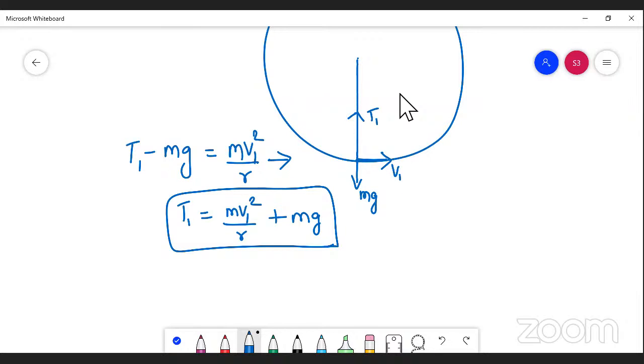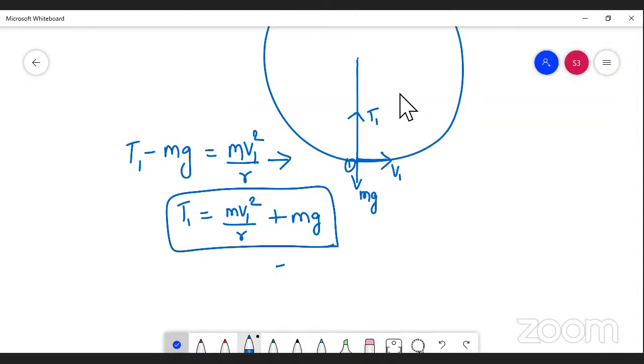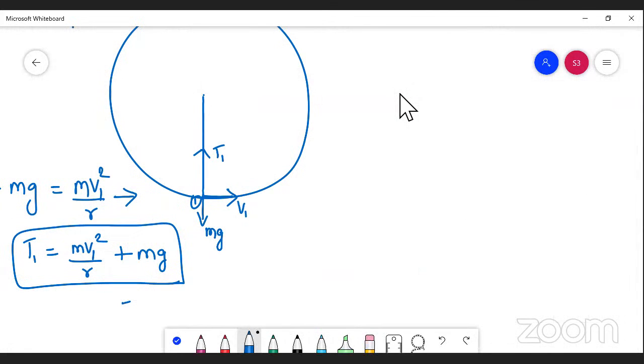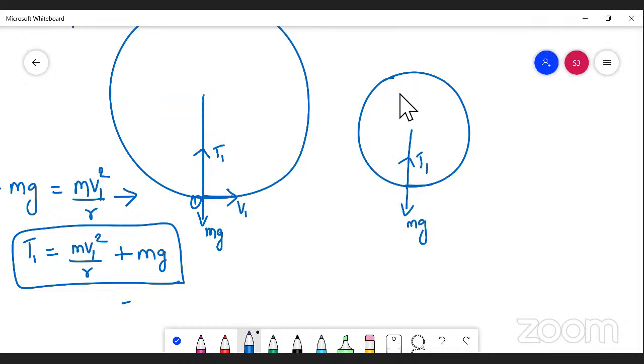And for the highest point, 2. This is point 1; the highest point is considered 2. For the highest point, I want the tension. Listen to me. Consider the circle: tension acts in this direction, T1, weight acts in this direction, mg. This is the initial velocity, T1, the lowest point. For the highest point, this region is the highest point, point number 2. This is nothing but the highest point. The velocity of the bob is v2.